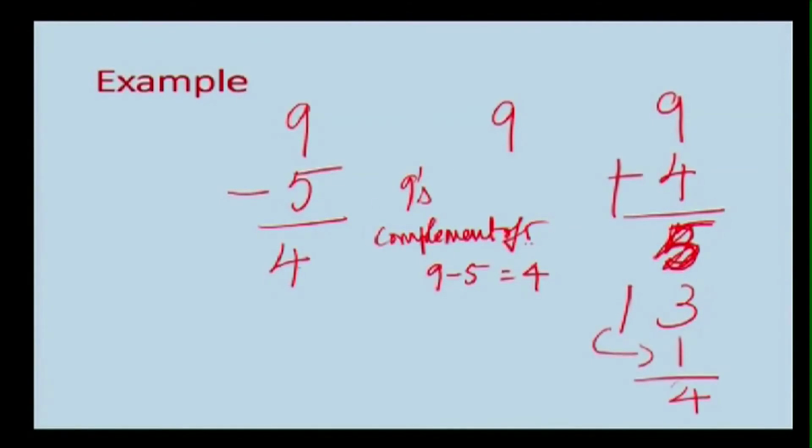And we have taken the 9's complement of 5, which is the subtrahend. And when we take the 9's complement, we get 4, which is nothing but 9 minus 5. And that 4 is added with 9 to get 13. And here this 1 is a carry. And according to the rule, this 1 should be added with 3 to get the right answer, which is again 4.